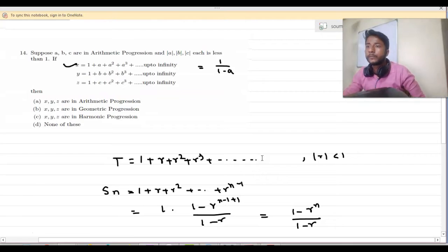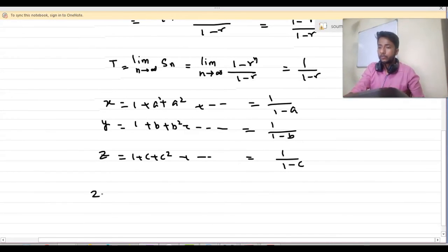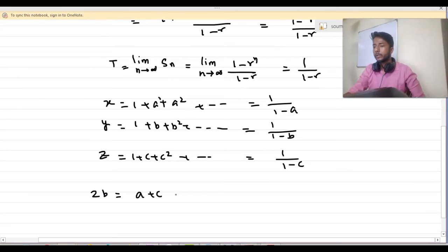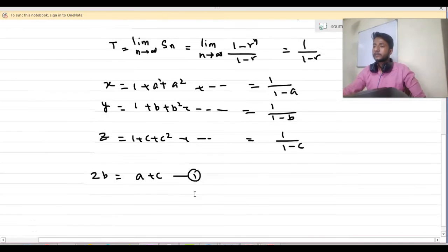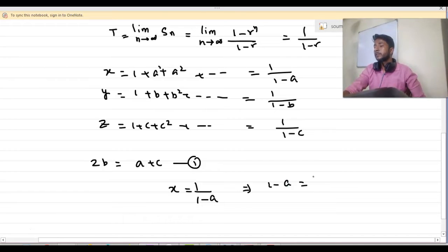Now we know that a, b, c are in arithmetic progression. So we can write 2b is equal to a plus c. This is our equation 1. The value of x is equal to 1 by 1 minus a, so 1 minus a is equal to 1 by x. So I can say that a is equal to 1 minus 1 by x.